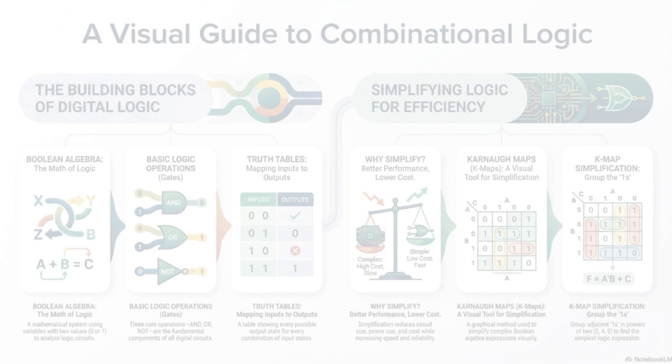And its opposite is the encoder. Right. The encoder reverses that. If you press one of 8 buttons on a keypad, an 8-to-3 encoder sees which single line was activated and converts that back into a concise 3-bit binary code.